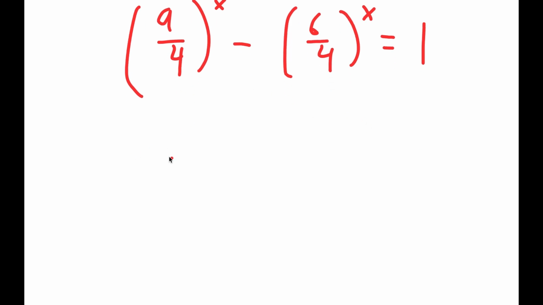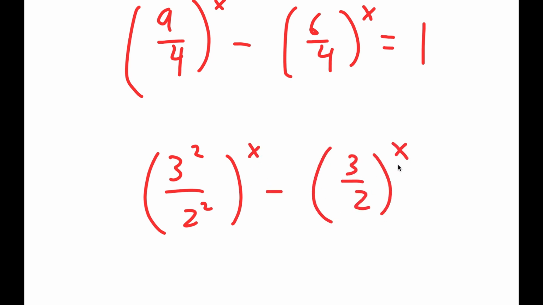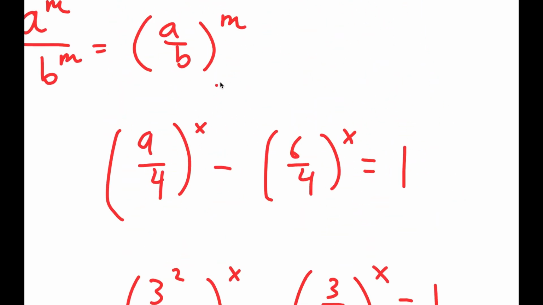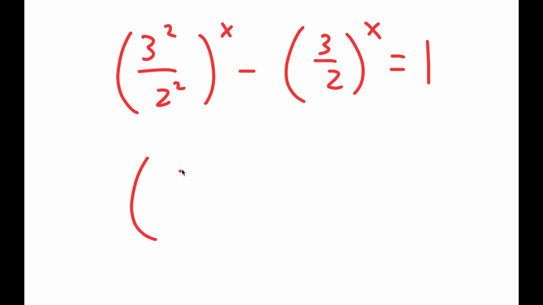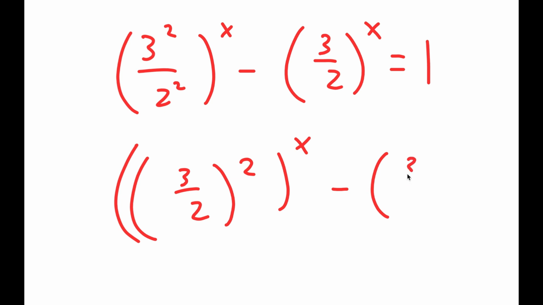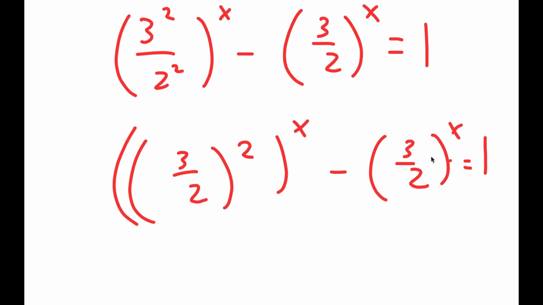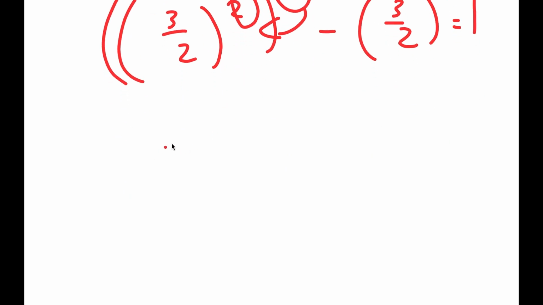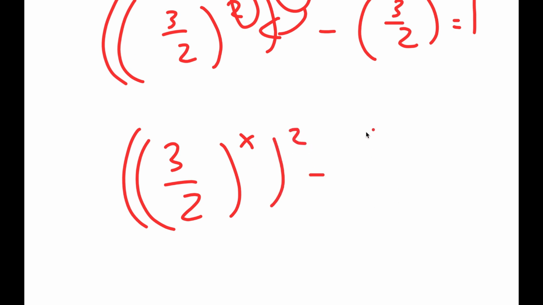Now, 9 over 4 is the same thing as 3 squared over 2 squared. And 6 over 4 is the same thing as 3 over 2. And I'm going to do the same thing I did with x. I'm going to make this as 3 over 2 squared, and now to the power of x. And I have this minus 3 over 2 to the power of x is equal to 1. And I can actually switch the places of these two. So I get 3 over 2 to the power of x squared minus 3 over 2 to the power of x is equal to 1.